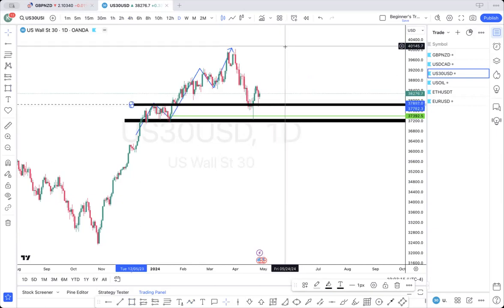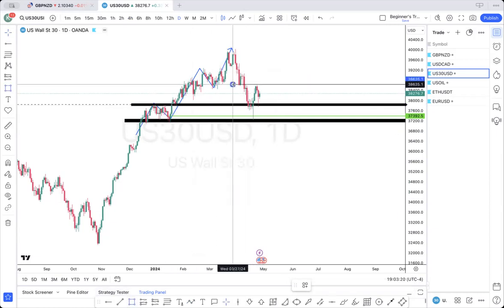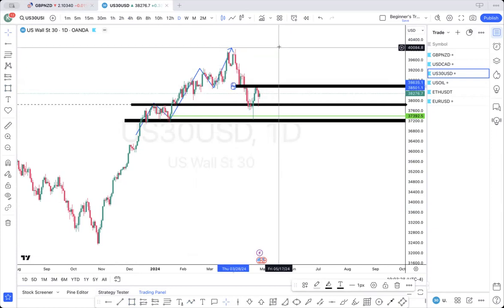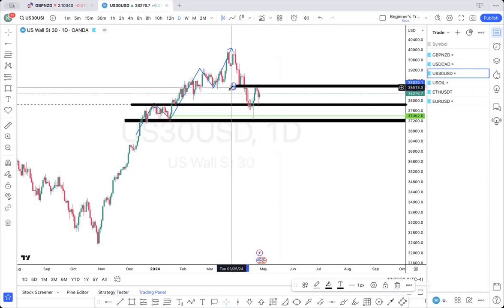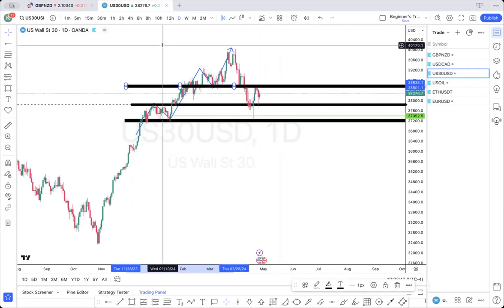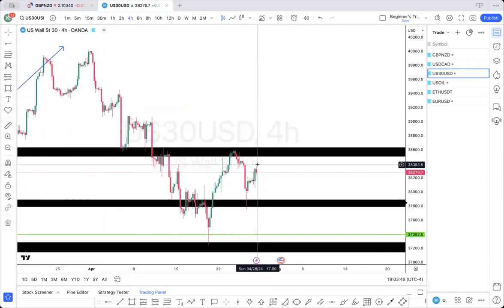You don't know what it's going to do, right? So this would be until price either breaks above here, I would be looking for buys, or price might come back into the zone and start selling. I'm going to patiently wait to see what price is going to do. On the 4 hour, again, price can push up in here and push back down.